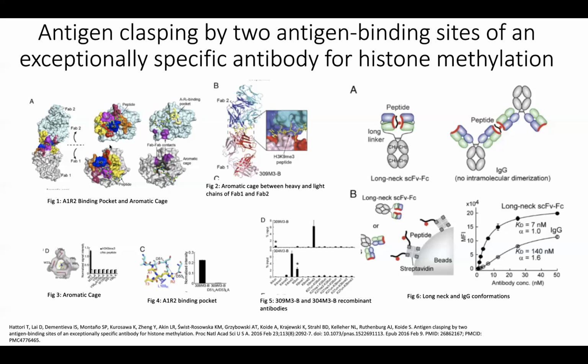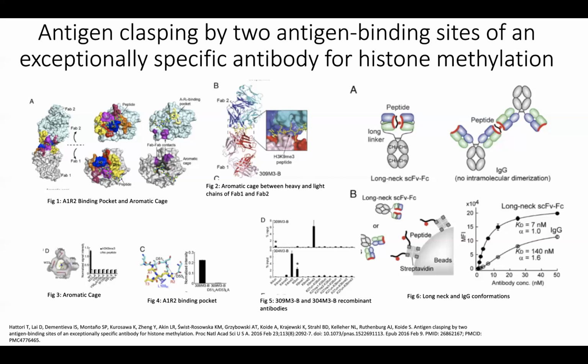These are seen in figure 1 with FAB1 on the bottom, which contains an aromatic cage, and FAB2 on the top with the A1R2 binding pocket. These are two separate cavities in the protein that allow for antigen to be clasped in between them. That's seen here where the peptide fits nicely in these little cages.